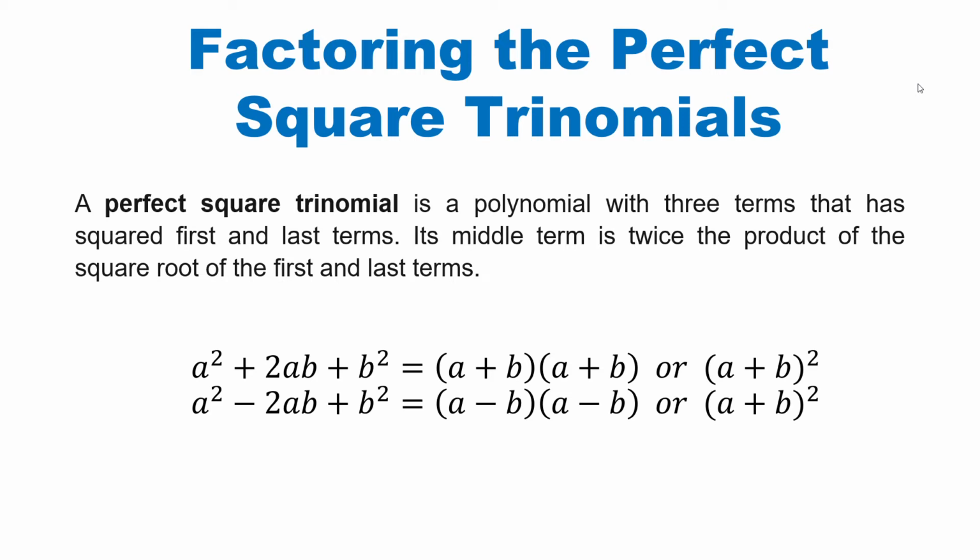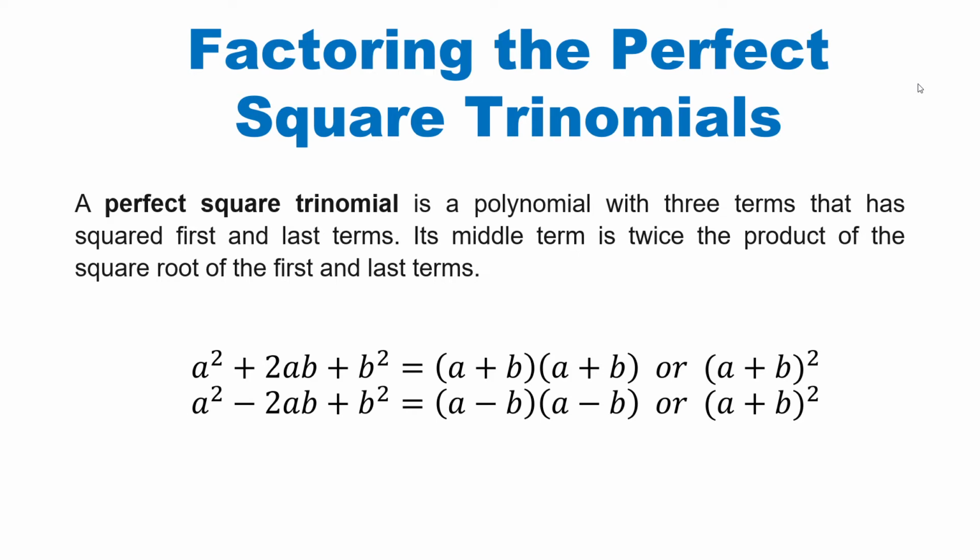Now, meron tayong dalawang pattern na sinusunod. If yung ating lahat ng values or lahat ng sign ng ating terms sa perfect square trinomial ay positive, we will use the first pattern, which is yung a plus b times a plus b or a plus b squared. Now, if ever naman yung middle term ng ating perfect square trinomial is minus sign, we will use yung nasa babang pattern. A minus b times a minus b or a plus b squared.